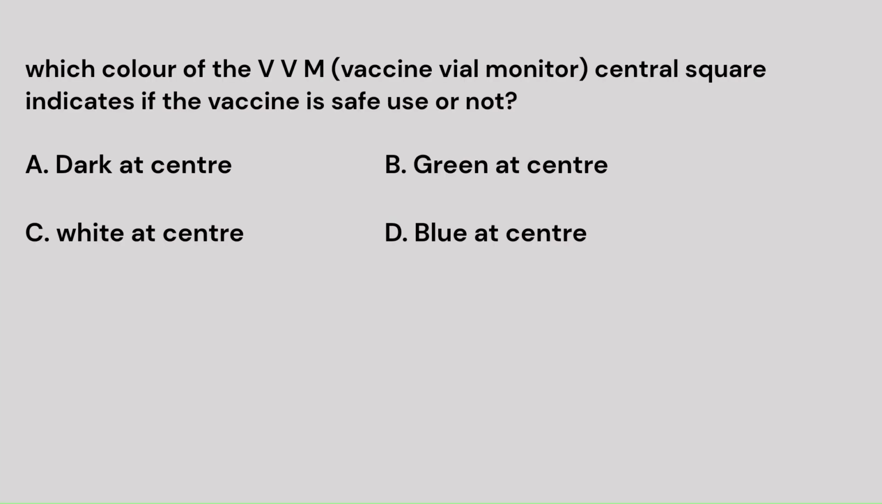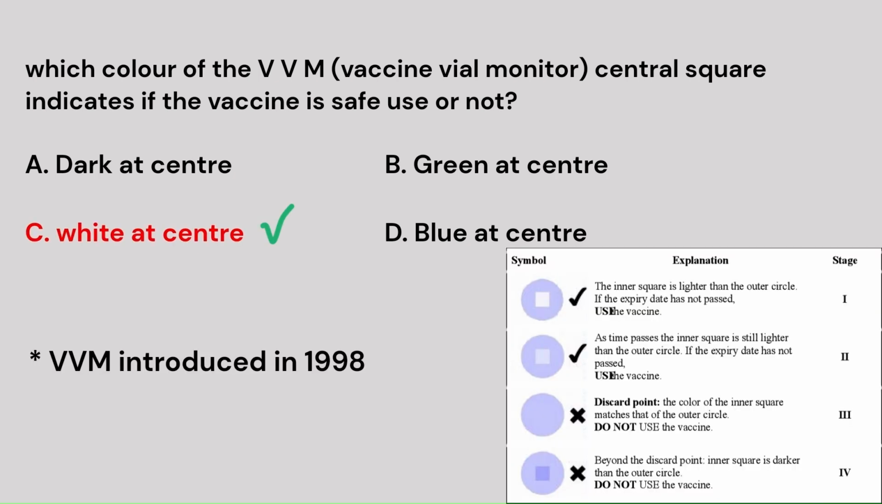Next question. Which color of the VVM central square indicates if the vaccine is safe to use or not? VVM means vaccine vial monitor. Option A, dark at center. Option B, green at center. Option C, white at center. Option D, blue at center. The correct answer is option C, white at center. The VVM was introduced in 1998.